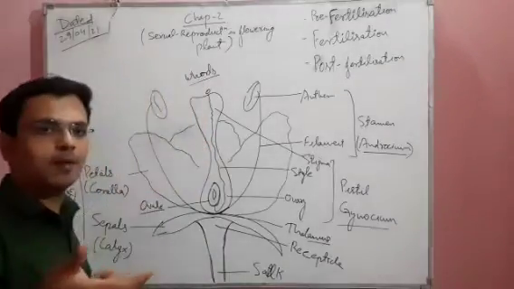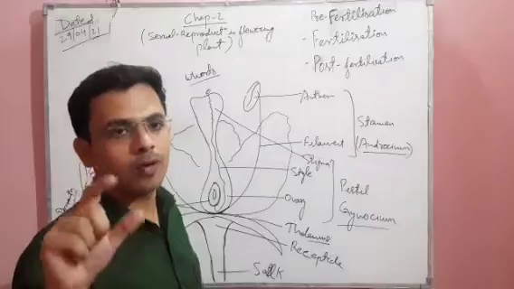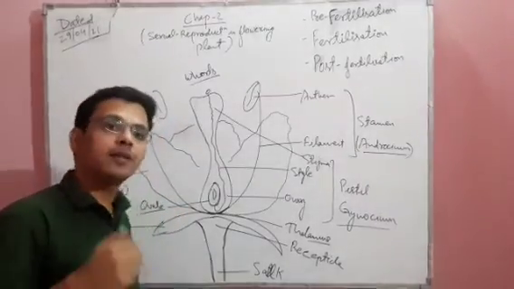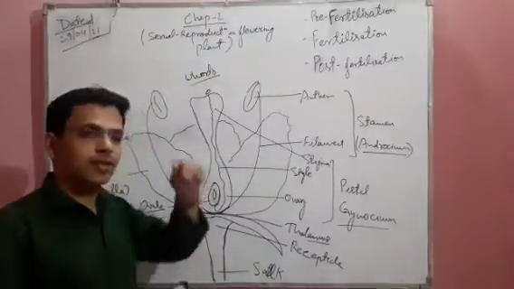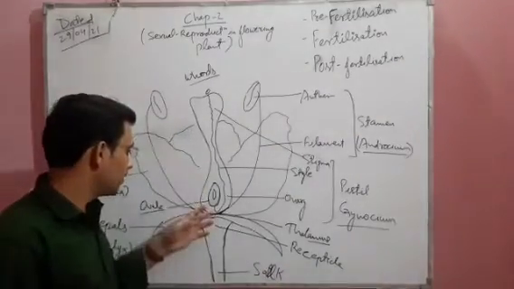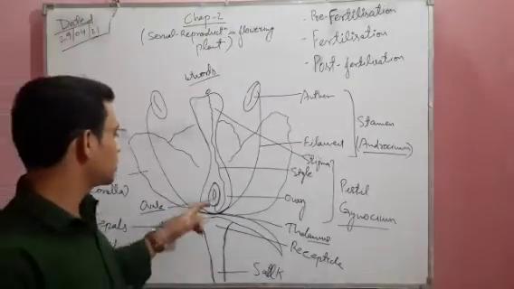Okay, what is the example? Mango. Mango has a single seed, but papaya has a number of seeds. We will study why this happens. So here we take the example of mango with a single seed.